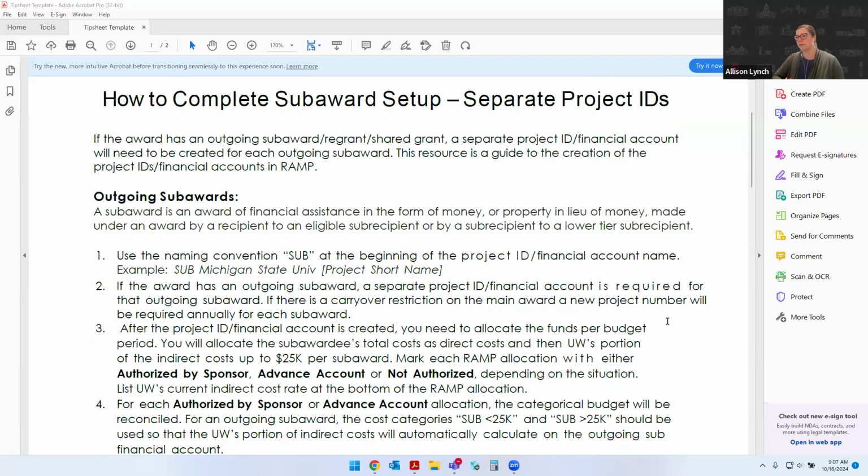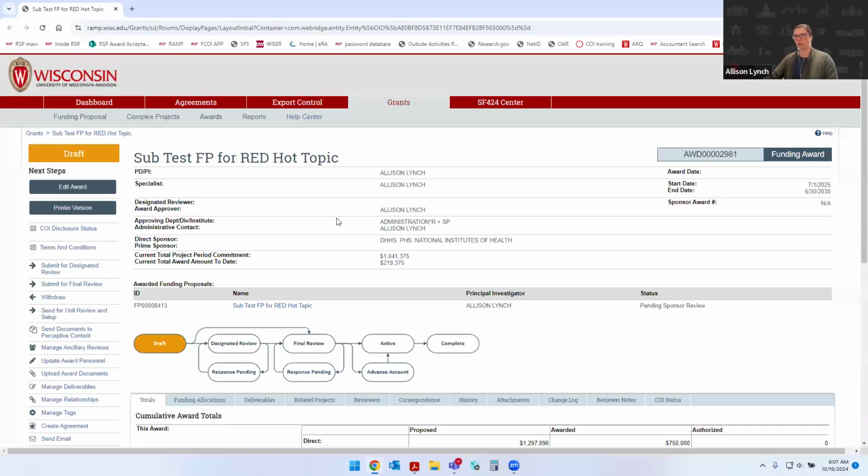carryover restrictions. Previously, we could have one project for the outgoing sub. The major change that we will be going over is that they will have to be separate projects. So you can follow along on this sheet or just use it as a reference, but we will be going over the RAMP record here.